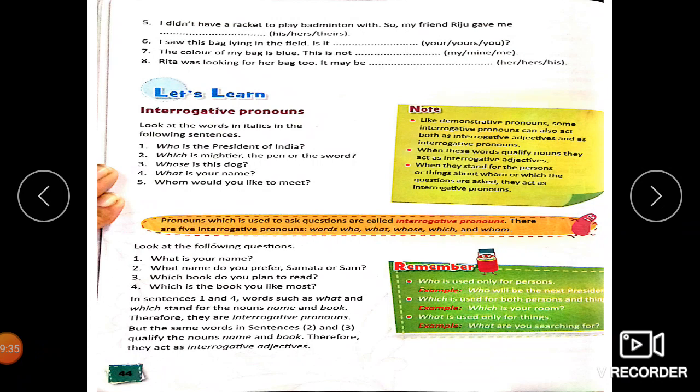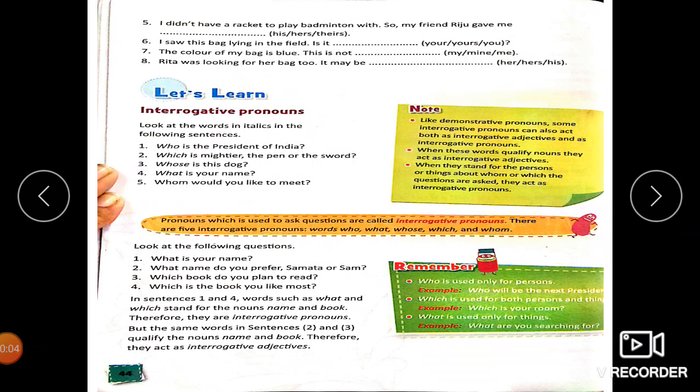Let's learn interrogative pronouns. Interrogative pronouns, let me tell you, are pronouns which are used to ask questions. These are WH interrogative words, and there are 5 interrogative pronouns in particular. They are who, what, whose, which, and whom. Remember, who, what, whose, which, and whom are used as the 5 interrogative pronouns.